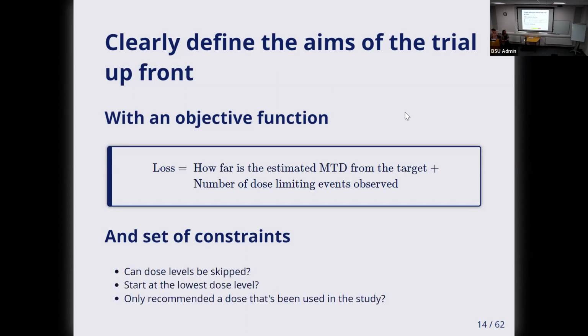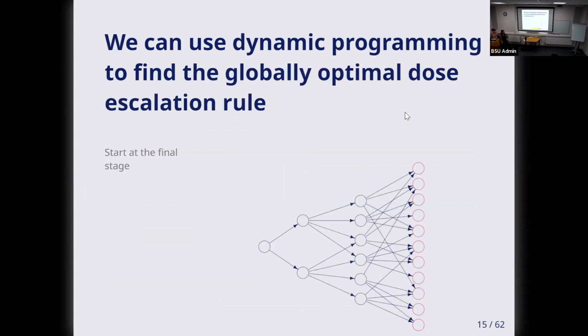And constraints, I just mentioned these, so things about like how much can we increase the dose by between cohorts, and constraints on our decision at the end of the study based on the data that we've collected. So once we've defined our aims with an objective function and set of constraints, we can use something called dynamic programming to find the design, so the dose escalation rule and final decision, that is globally optimal with respect to those aims.